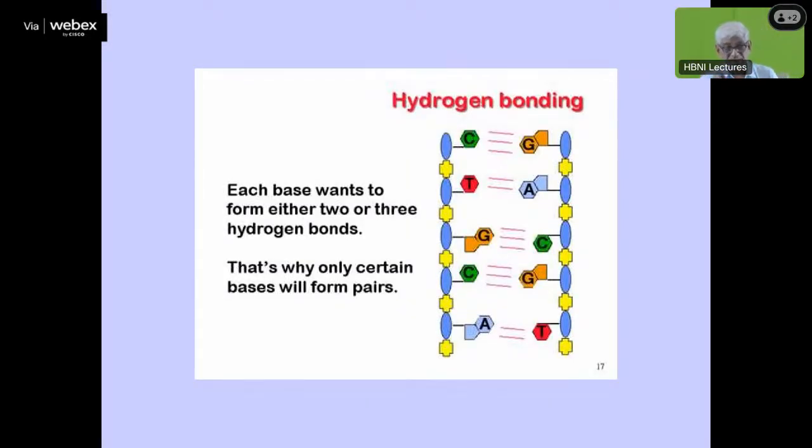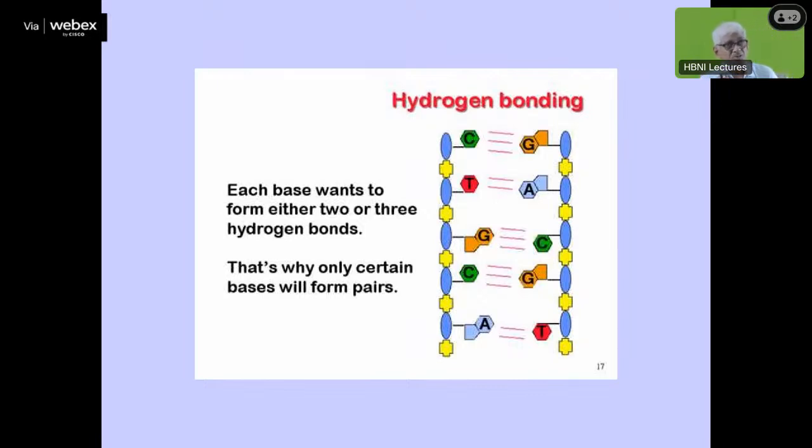Okay, now the next important thing is how are the two chains held together? I mentioned to you that there are two chains. In the original fiber diffraction data, there were two chains which were held together. And these are held together by the hydrogen bonds between bases. It turned out that the C always pairs with the G, T always pairs with A, and vice versa, of course. G always pairs with the C, A always pairs with the T.